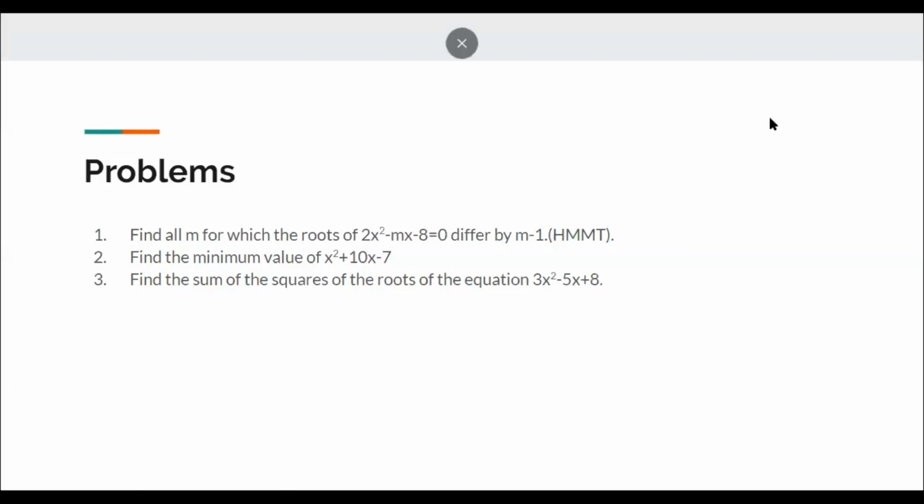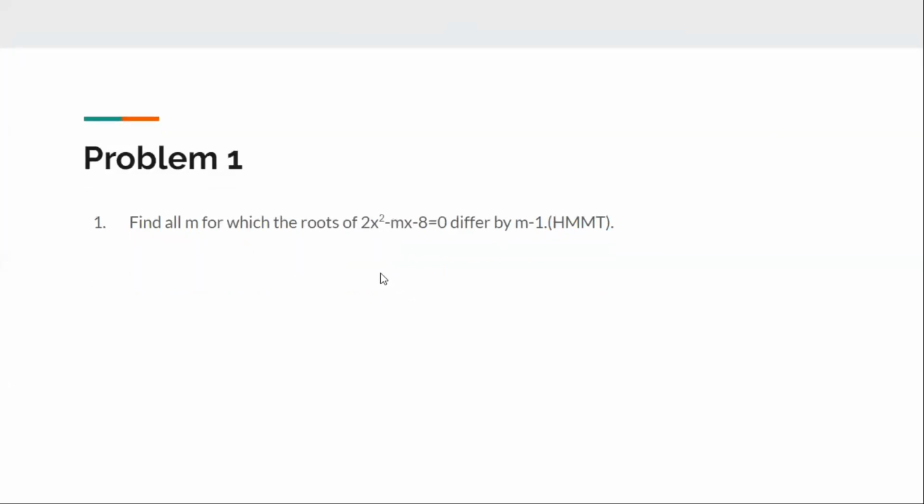Okay, let's discuss them. The first question says, find all m for which the roots of 2x squared minus mx minus 8 equals 0 differ by m minus 1. This is a problem from HMMT, which is a pretty hard competition.